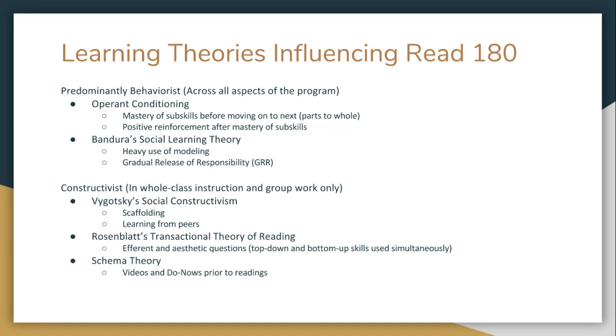We see Rosenblatt's transactional theory of reading also. Students are asked both efferent questions, which are bottom-up skills, and aesthetic questions, which are top-down skills, simultaneously. So on the same page, students are asked to decode a sentence or a word, and then they are also asked to write their reaction, their emotional response to the reading. So we see both efferent and aesthetic questions there, which supports Rosenblatt's transactional theory of reading, in which top-down and bottom-up skills are used simultaneously.